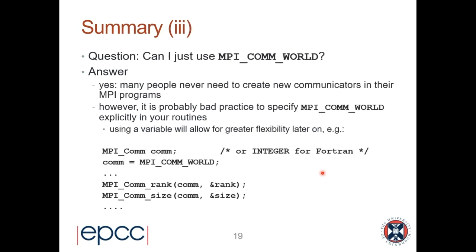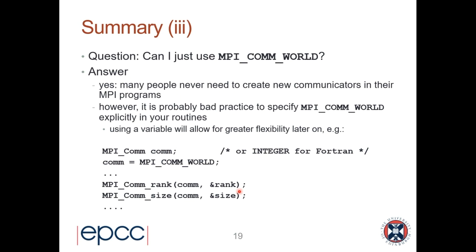Question: can I just use MPI_COMM_WORLD? Yes, many people never need to create new communicators. However, it's kind of bad practice to specify MPI_COMM_WORLD explicitly. I would much rather have a code which does MPI_Comm_rank, MPI_Comm_size, and up here has an MPI_Comm, or integer for Fortran, and comm equals MPI_COMM_WORLD. This does not create a duplicate of comm. This is exactly the same as if I'd written MPI_COMM_WORLD here by hand, okay? But it has two advantages. One, it looks a lot more elegant because I don't have this horrible, ugly constant MPI_COMM_WORLD here.